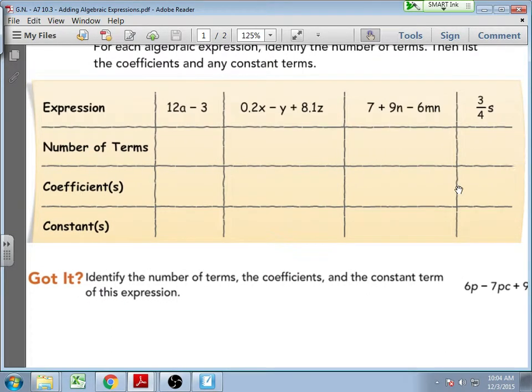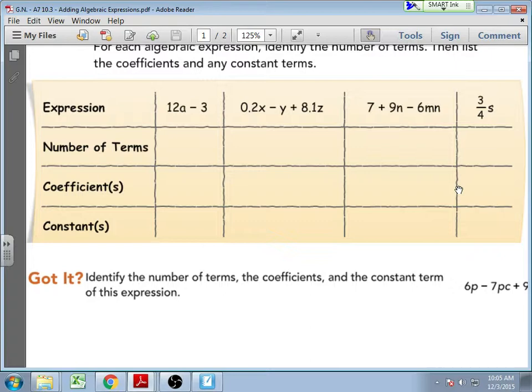So we're going to do the first one here together. Then you guys are going to fill out the rest of the table on your own. In my first expression here, Lily, how many terms do I have? 1. So we've got a 12a minus a 3.